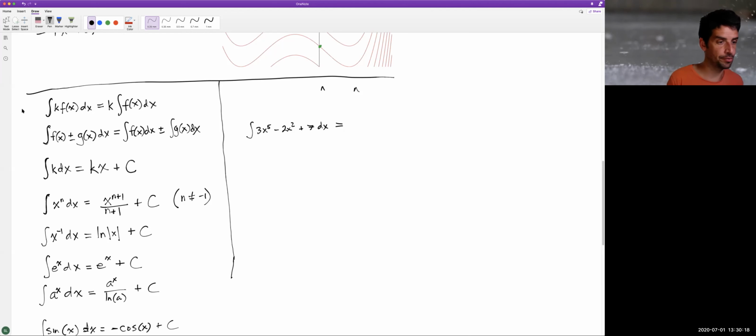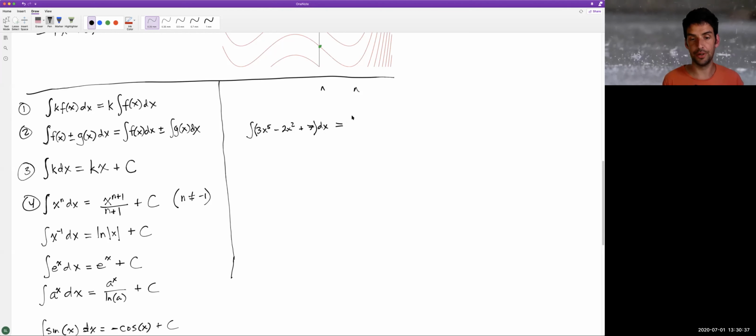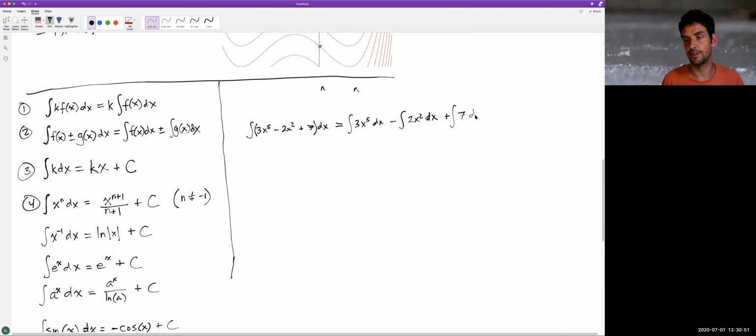The first rule I'm going to use, maybe I'll number these a little bit. Here's 1, here's 2, here's 3. I'm going to use a couple of these soon. And this one, we'll number more as we need them. So first rule I'm going to use is number 2, which tells me I can split up this antiderivative into 3x to the 5th dx minus the antiderivative of 2x squared dx plus the antiderivative of 7 dx, right? So I'm just using this rule that I can split it up into 2 different antiderivatives.